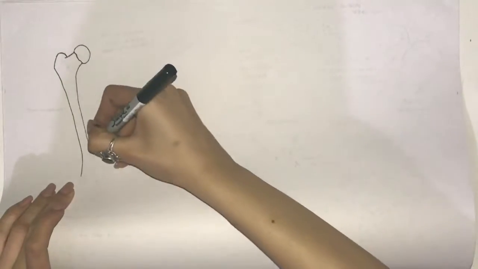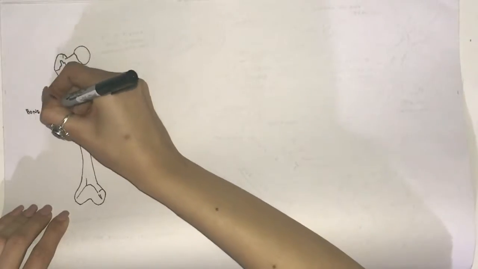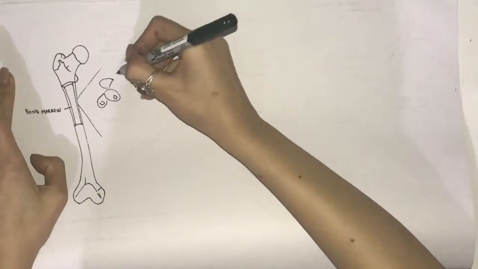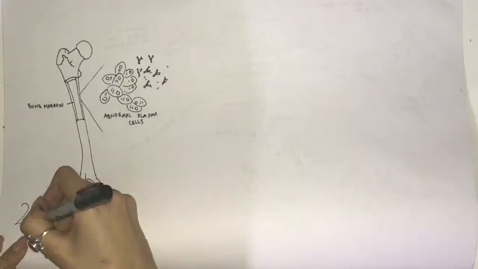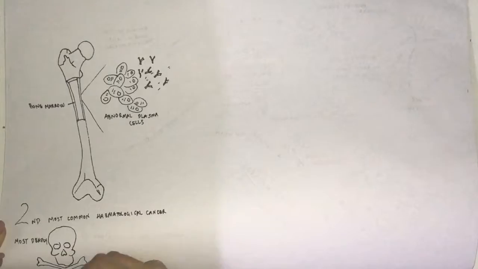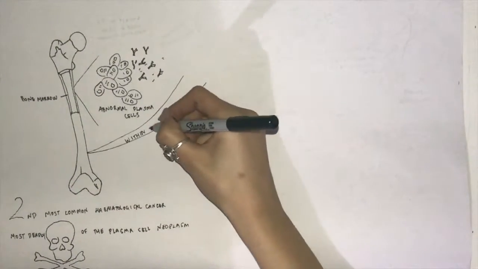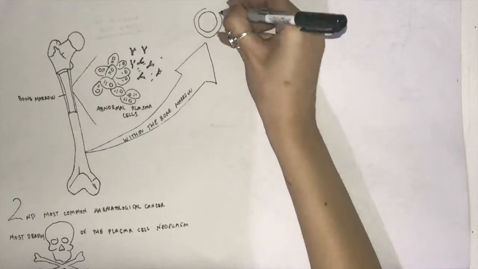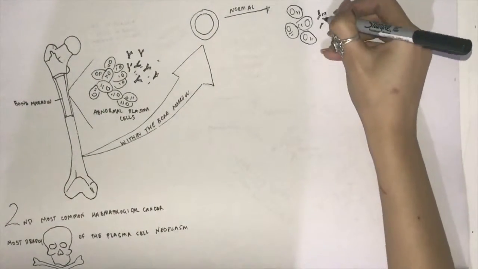So you may have heard of multiple myeloma, but what exactly is it? Well, multiple myeloma is a malignant disease of plasma cells within the bone marrow. It is the second most common hematological cancer and the most common and deadly of the plasma cell neoplasms. Within the bone marrow, hematopoietic stem cells normally differentiate into B cells and eventually into plasma cells.